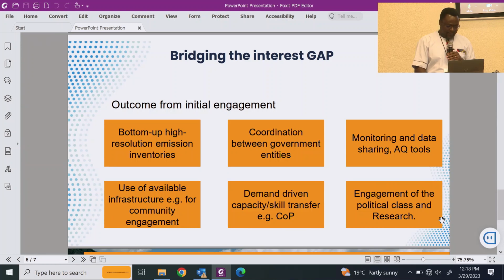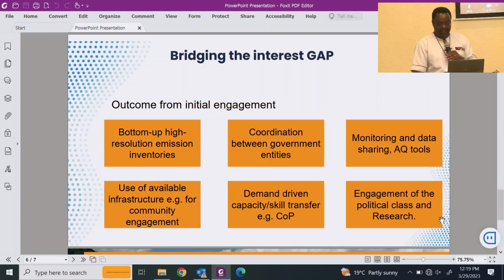Use of available infrastructure, for example, for community engagement. There is a lot of work needed there if we are going to push the politicians to really take action on air pollution.